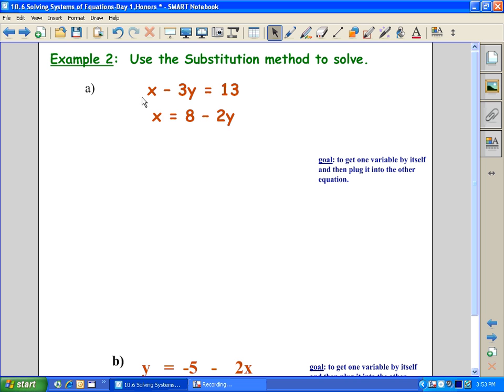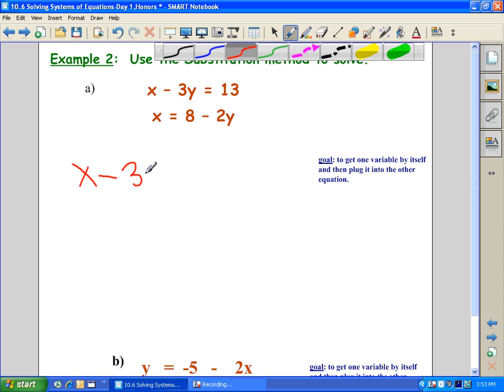Try this problem right here. x minus 3y equals 13, and x equals 8 minus 2y. I'm going to give you a hint here on how to get started. I'm going to write down x minus 3y equals 13. I already have the x by itself, so what I'm going to do is put parentheses there. All right, minus 3y equals 13.